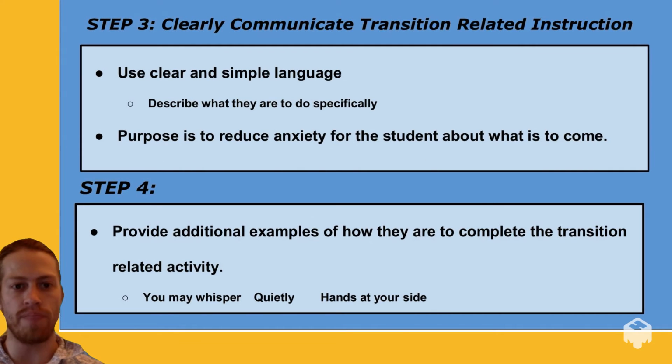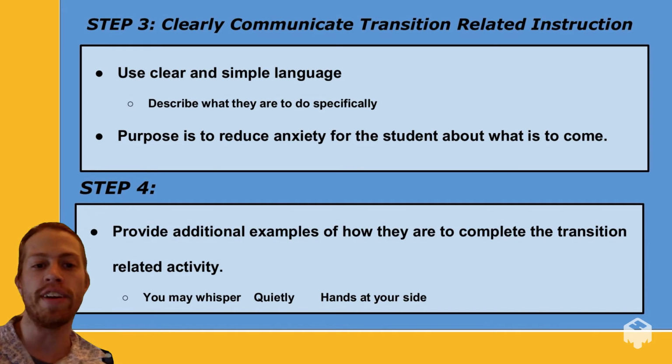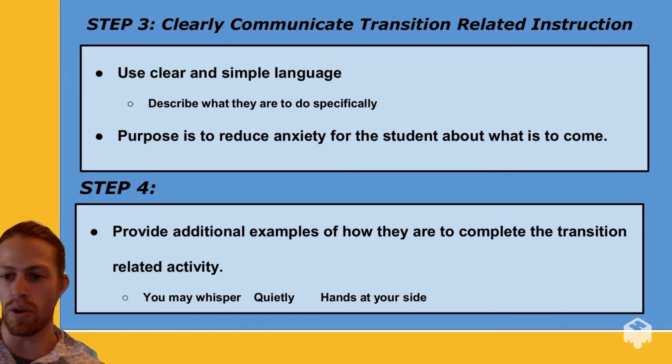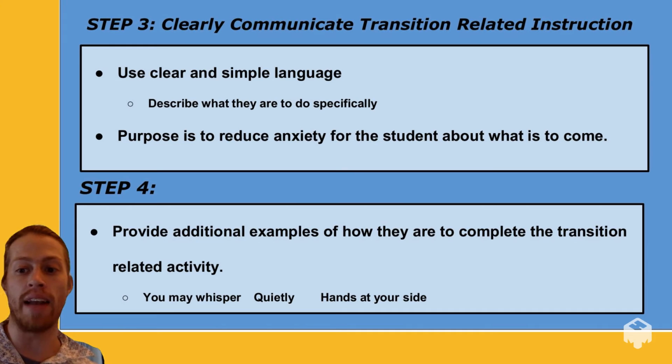So then moving on, step 3 is clearly communicating the transition-related goal through clear and simple language, describing specifically what they are to do. So, for example, get ready for lunch is not specific or clear. However, put your book away and line up to wash your hands, that is specific. It tells what they are supposed to do. And this can reduce the anxiety for students about what is to come.